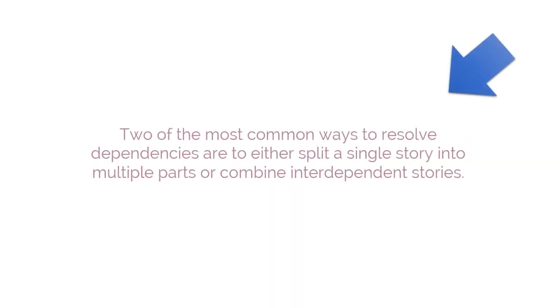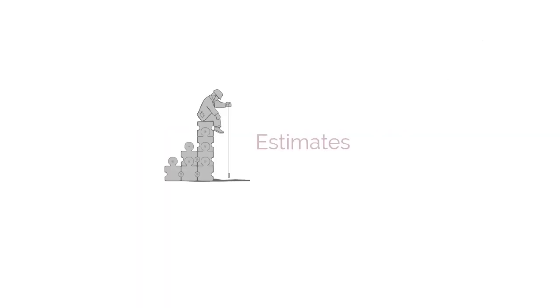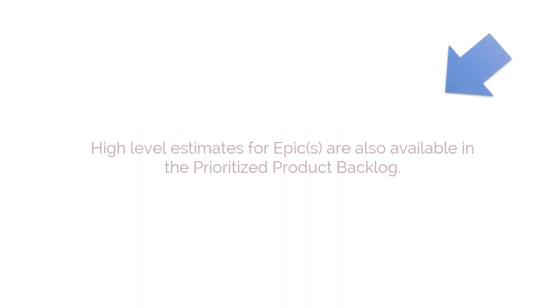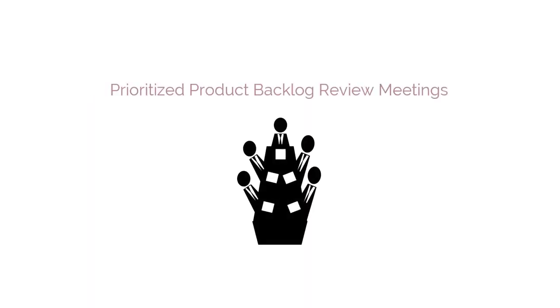Two of the most common ways to resolve dependencies are to either split a single story into multiple parts or combine interdependent stories. Another important factor is estimates. High-level estimates for epics are also available in the prioritized product backlog. Now, what are the tools employed to carry out this process? First of all, we have the prioritized product backlog review meetings as the tool.